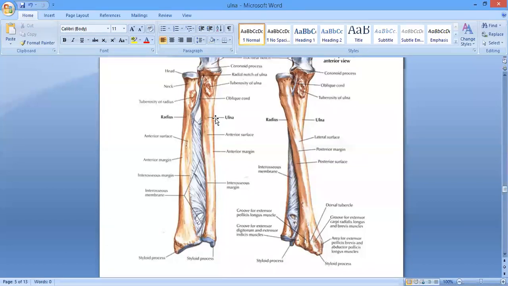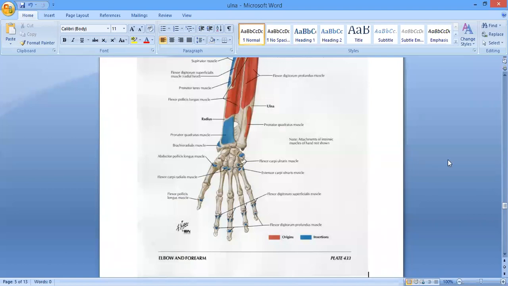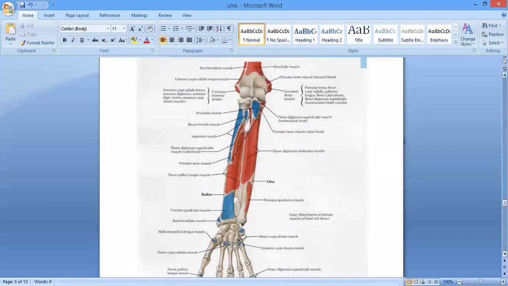In the middle part, it gives origin to the flexor digitorum profundus muscle, and the lower quarter gives origin to the pronator quadratus. You can see the anterior border coming from the medial margin of the tuberosity. In the upper three-quarters it gives origin to the flexor digitorum profundus, and in the lower one-fourth it gives origin to the pronator quadratus muscle. Two muscles originate from here. Is it clear?